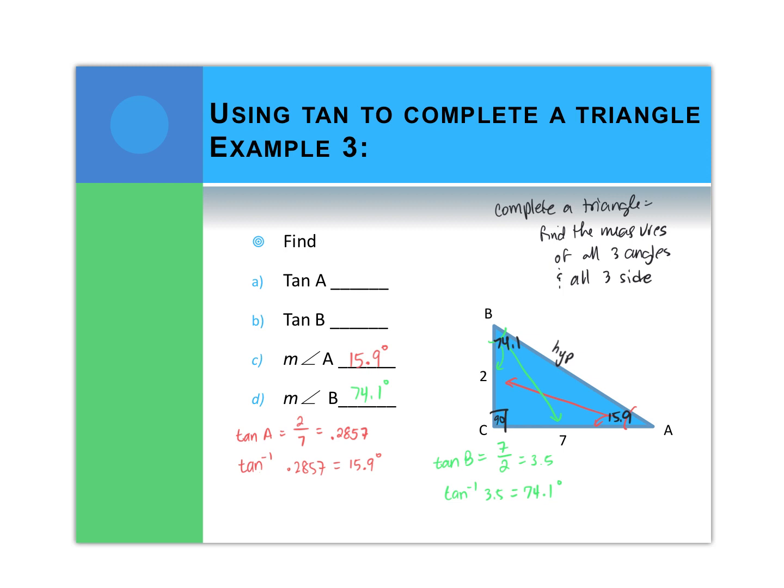And so that's it. So again, tangent of A, I meant to write this in here, is 2/7, which equals 0.2857. And tangent of angle B is 7/2, which equals 3.5. And then I do the inverses to find the degree measures. And that's how I use the tangent ratios to allow me to complete this triangle.